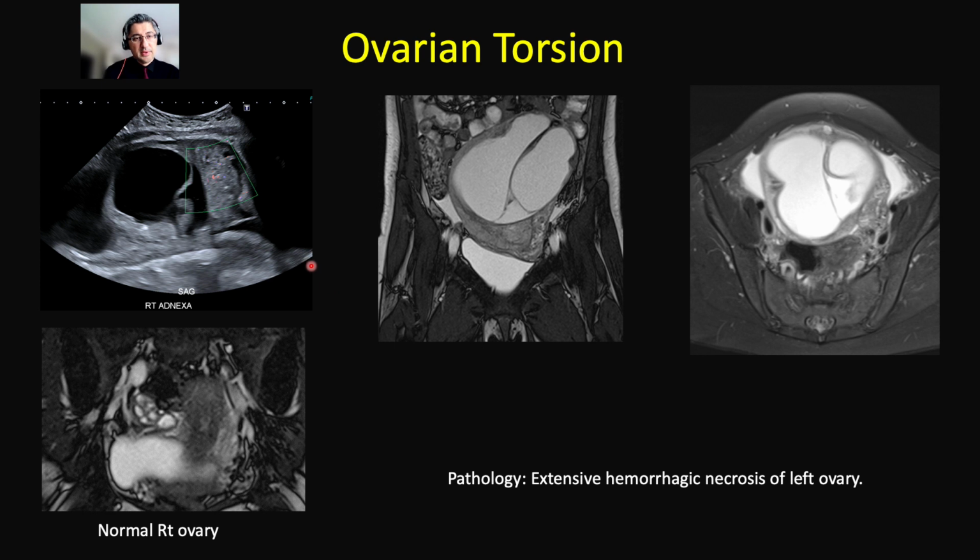Here you see another patient with ovarian torsion. On the ultrasound, there was a large cyst on the left side. We did an MRI. On the MRI, you can see the normal right ovary, but on the left side, there was a large cyst. We couldn't really identify the left ovary, and on the axial, we can see the cyst with septation, and at pathology, there was extensive hemorrhagic necrosis.